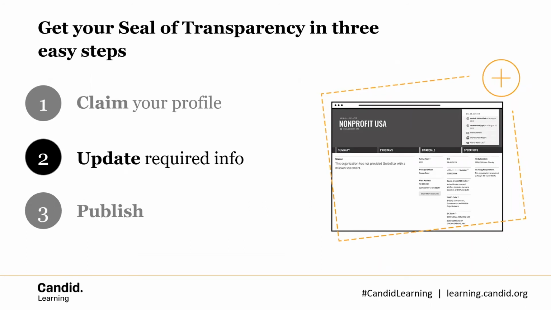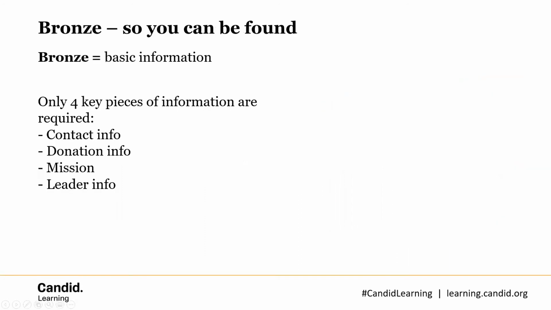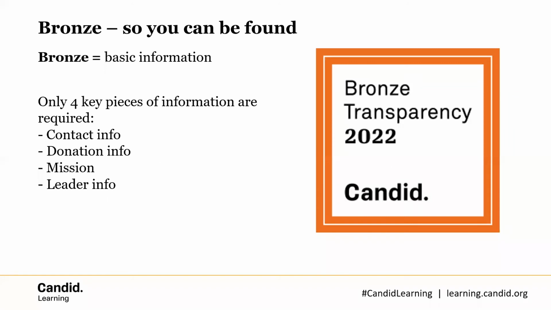Okay, so let's talk about what updating might look like, and specifically how you can really quickly, within 5 minutes probably, get a bronze seal. So let's talk about getting to bronze. This should be relatively easy to achieve. This seal is really just about donors being able to find you. And all that's needed here is some basic information, and it's stuff you should already have on hand. You shouldn't have to ask someone for this.